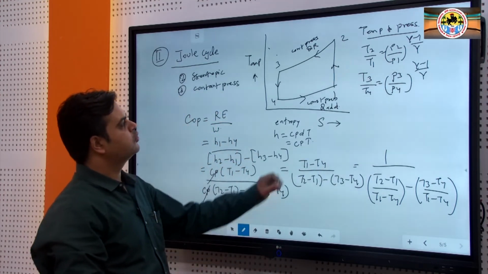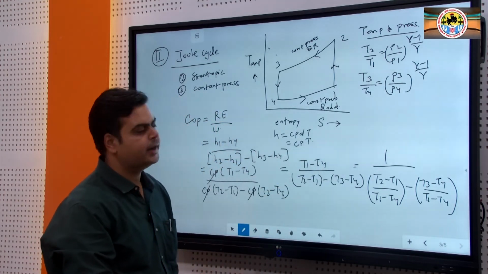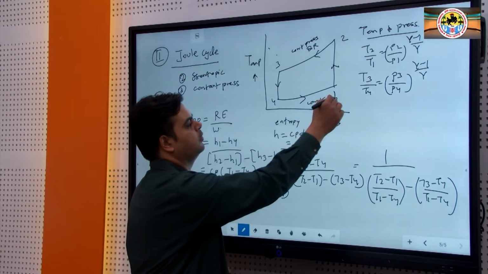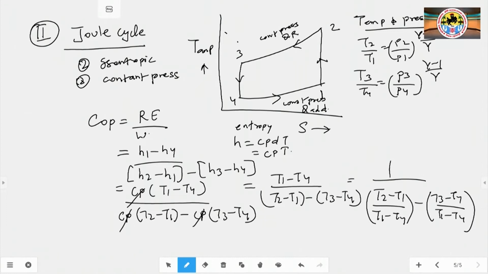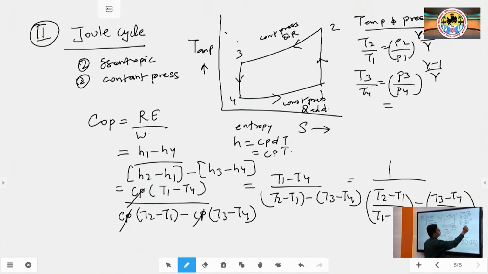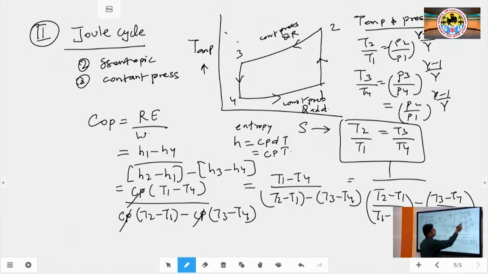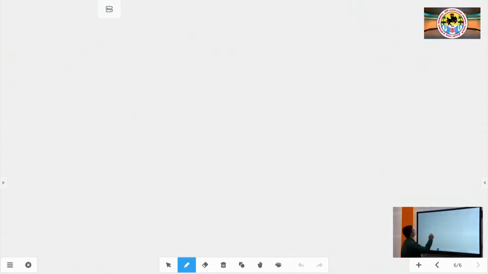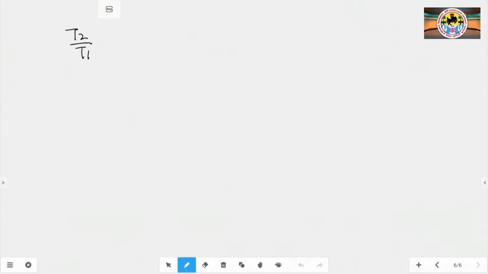So, here the pressure is constant, from P2 equal to P3 and P1 equal to P4. So, we can write P3 upon P4 is equivalent to P2 upon P1 to the power of gamma minus 1 upon gamma. So, we can say that T2 upon T1 is equal to T3 upon T4 from that expression. Okay. So, T2 upon T1 is equal to T3 upon T4.